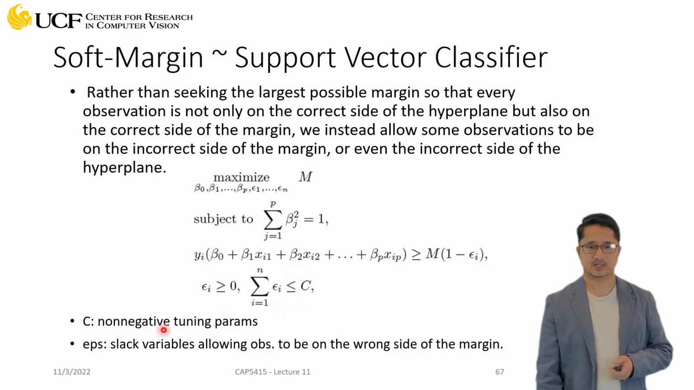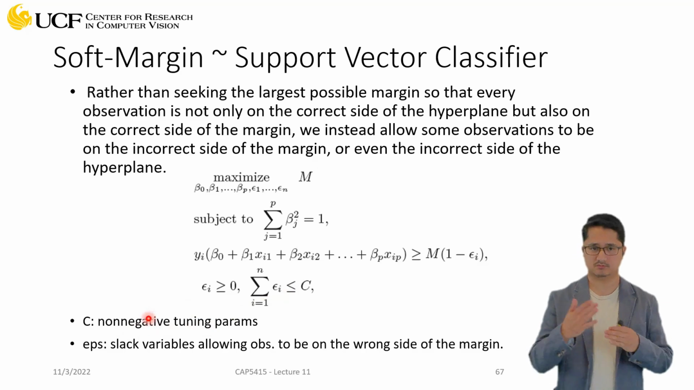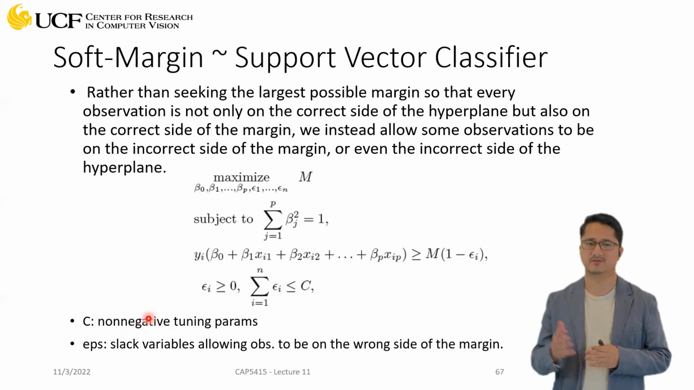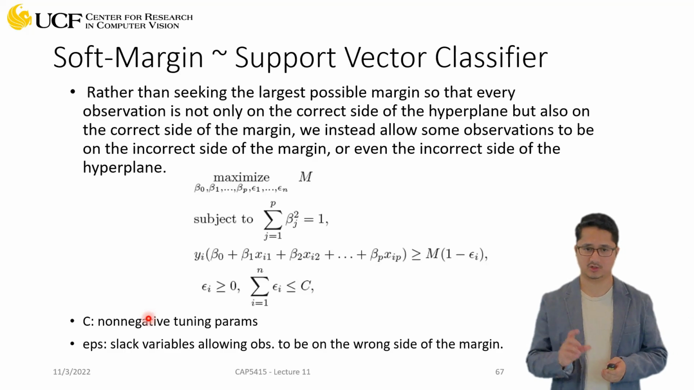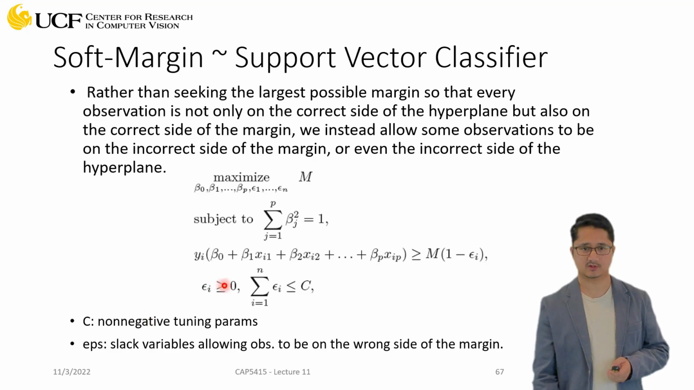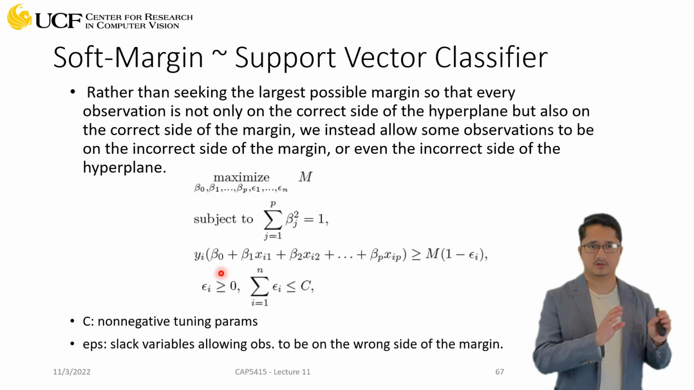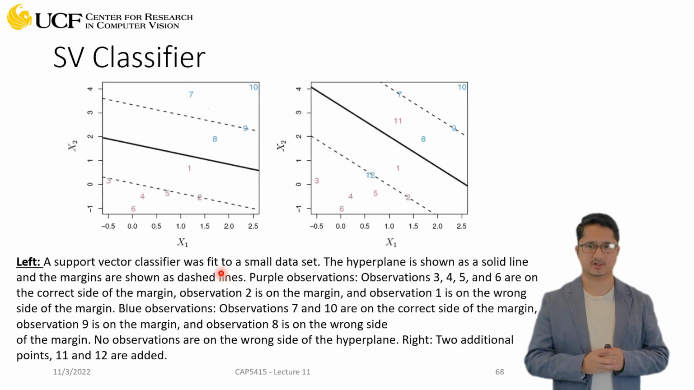Okay, so this is a non-negative tuning parameter. Of course, non-negative because you want some allowable positive error, right? If it's zero, then it's the same as your maximum margin classifier, because you're not allowing any error. All right, so that's the difference between the maximum margin classifier and the support vector classifier.